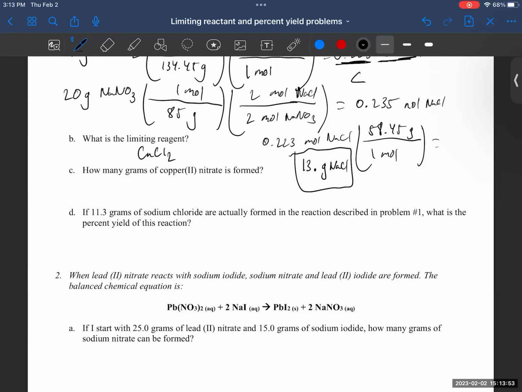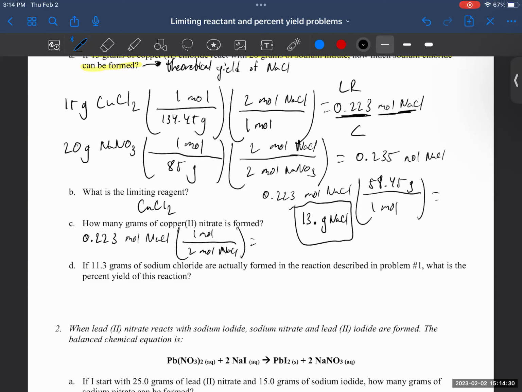You could do that. So if we go above here again, 0.223 moles of NaCl, if you do it that way, you can just convert that to moles of copper 2 nitrate. 2 moles of NaCl means 1 mole of copper 2 nitrate. So if we solve that out, it's just 0.223 divided by 2, and what we'll get is 0.1115 moles copper 2 nitrate.